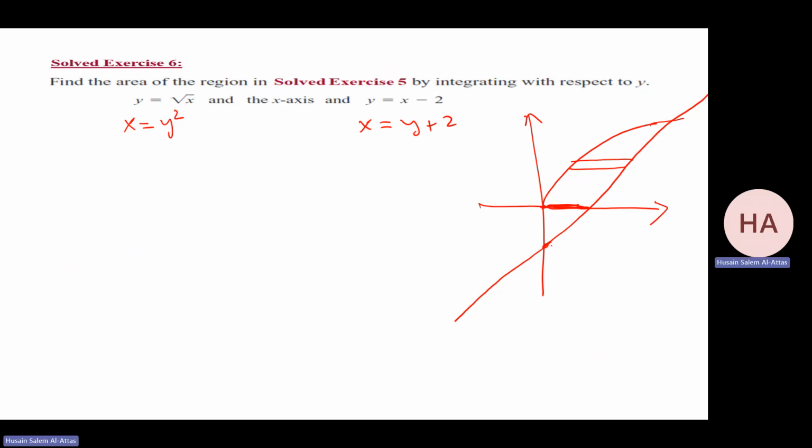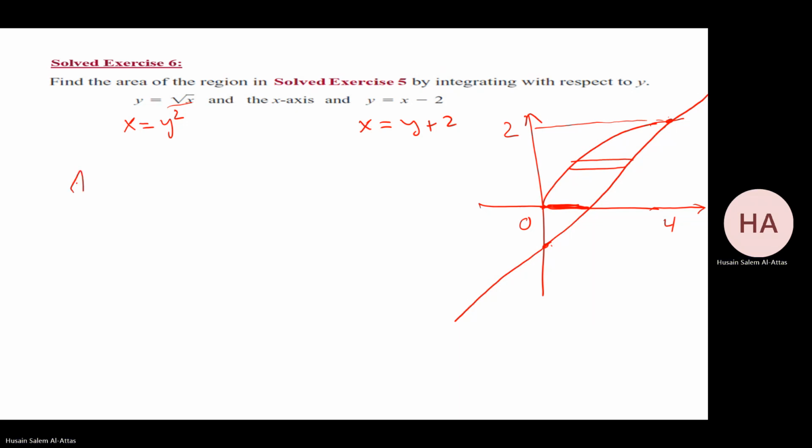So I need to write everything in terms of x now. Not only that, I need to find 0. As an x value, this is 4, but I don't care about it for the x value. I need the y value, and that will be 2, since we're dealing with the square root of x. Square root of 4 will be 2.